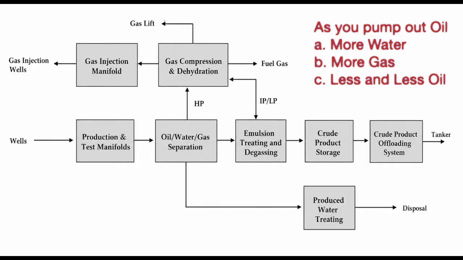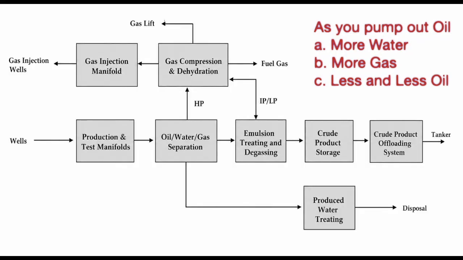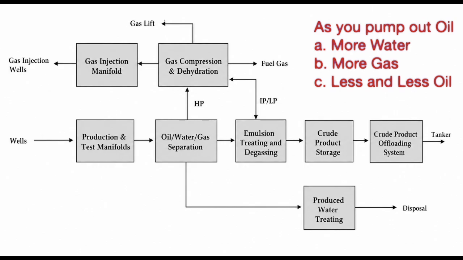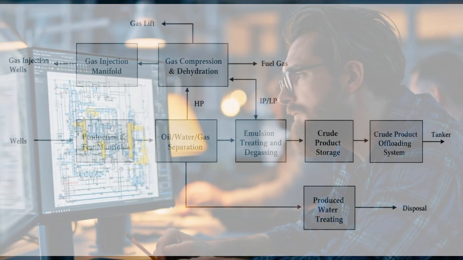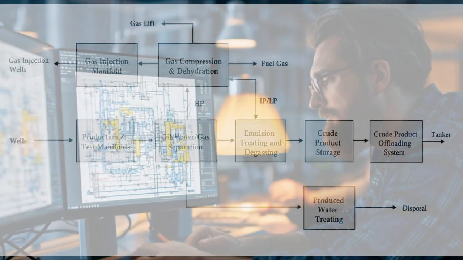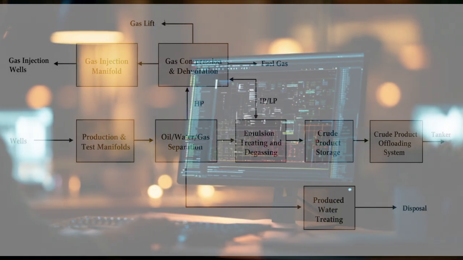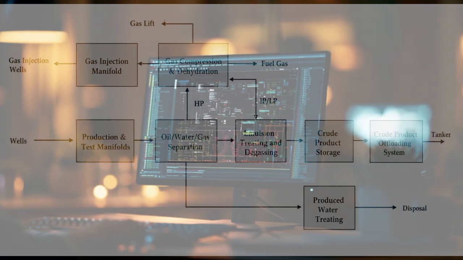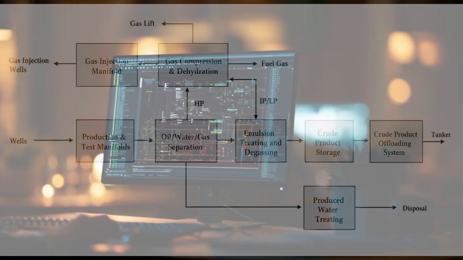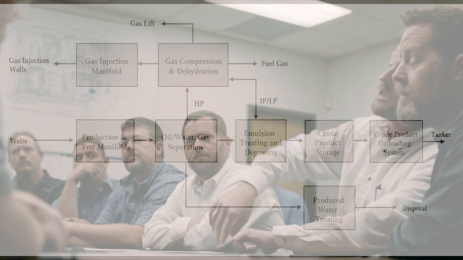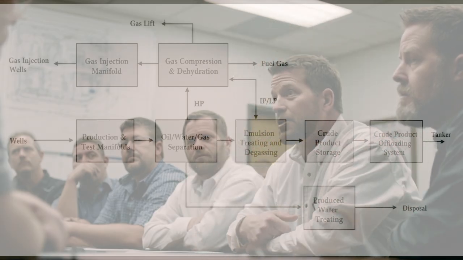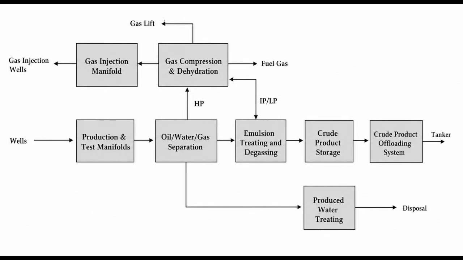As you pump oil out, pressure drops. More water comes up, more gas comes up, less oil comes up. That's just physics. So the process engineer looks at the past, the reservoir history, and forecasts the next 10, 15 years. He documents this clearly. This is called the process design basis. Skip this step and you will design for the wrong fluid. And that means massive rework. I have seen it happen. It is painful.